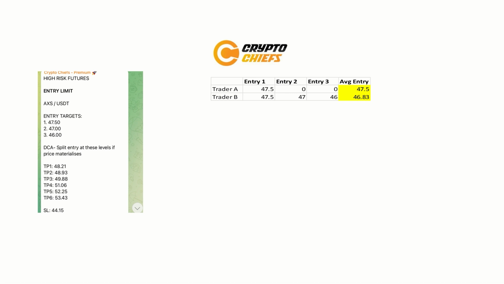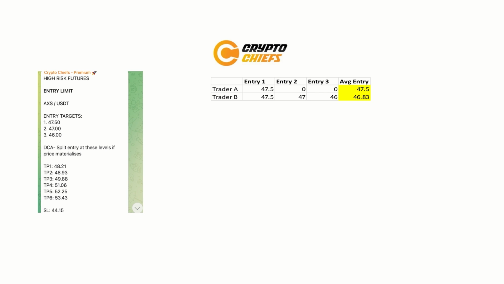Of course, trader A enters all of their allocation at the first entry and doesn't leave any room to dollar cost average, so their average entry is the 47.50. Whereas trader B divides their allocation over the 3 entry points and gets an average entry of 46.83. In this case, the price did fill all 3 entry targets, meaning that the 46.83 was really achievable.